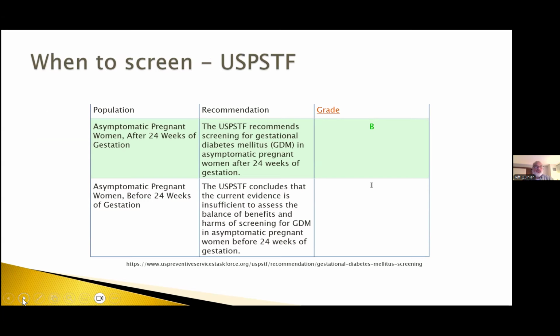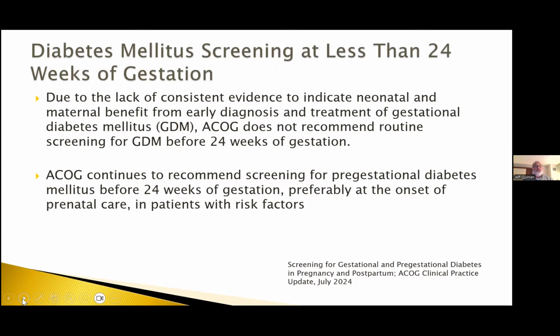They also looked at the studies that were available to see if there was evidence of screening women who are asymptomatic before 24 weeks, and that evidence is really inconclusive. So right now, they don't have a recommendation for screening women earlier. ACOG, on the other hand, says that in a similar way, there's inconsistent evidence to indicate that there's benefit from screening for gestational diabetes earlier than 24 weeks.